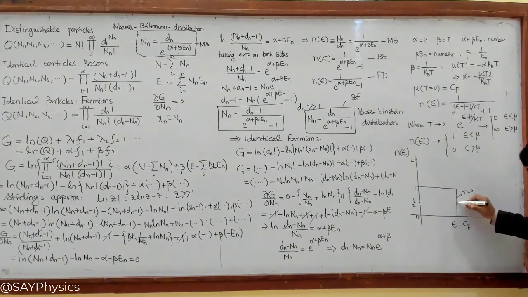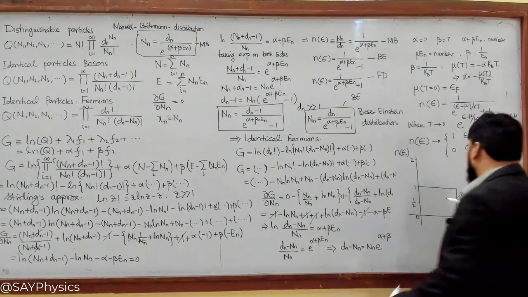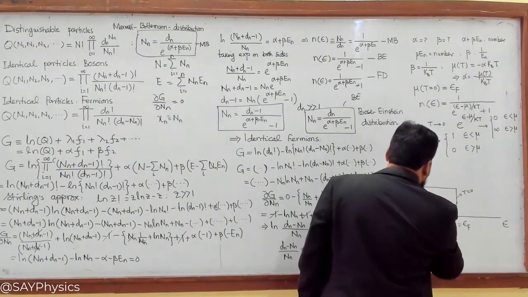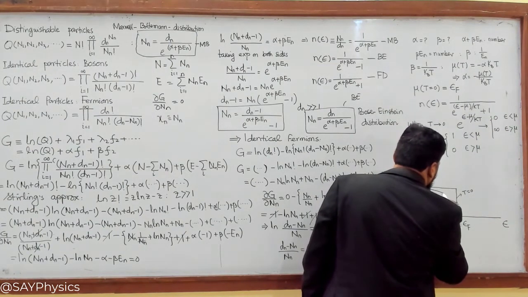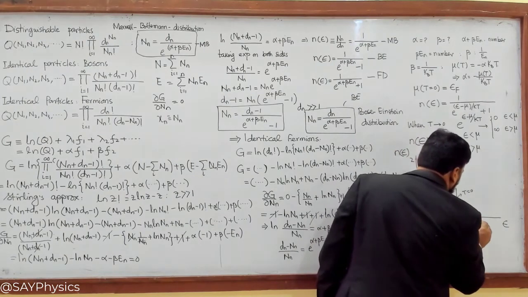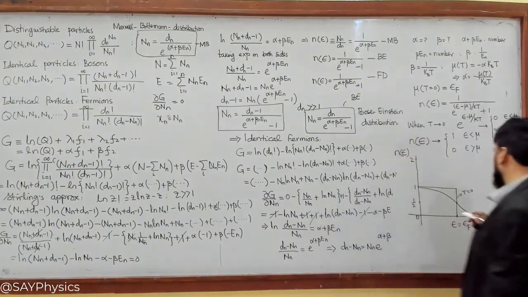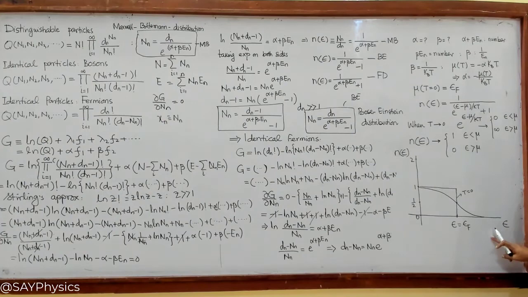So it is the half value, and the distribution will go like this, coming from 1 and crossing this point and going to 0 as E increases. Right? So it will go like this.